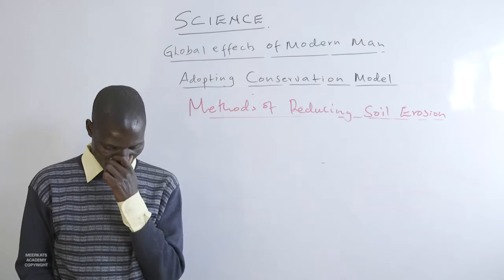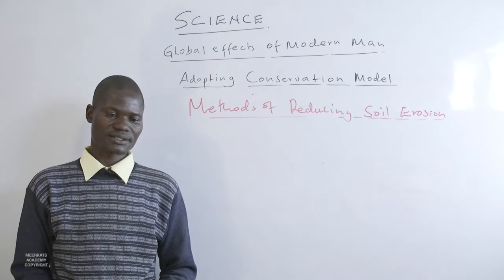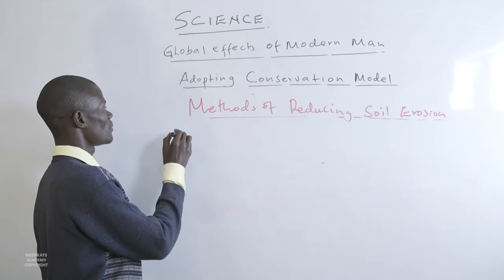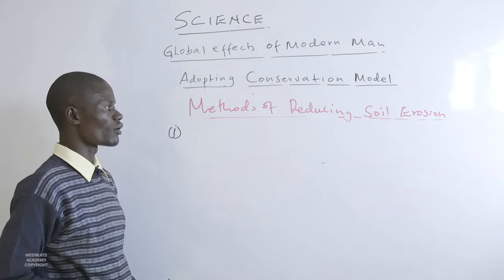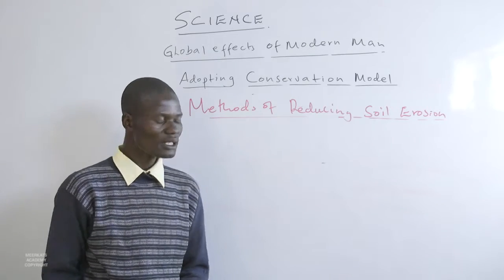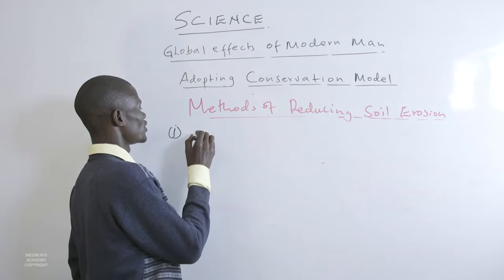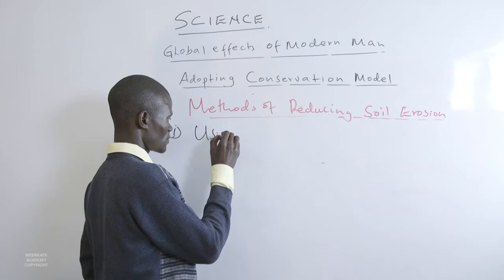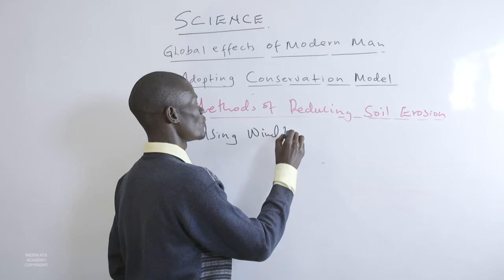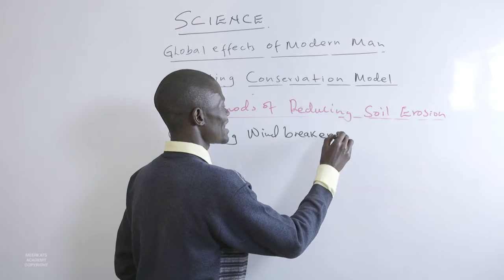Having understood various causes of soil erosion, then it is very easy for us to develop some new methods of conserving the soil, that is reducing soil erosion completely. One way of reducing soil erosion is using windbreaks. We can have windbreaks, or we call them windbreakers.